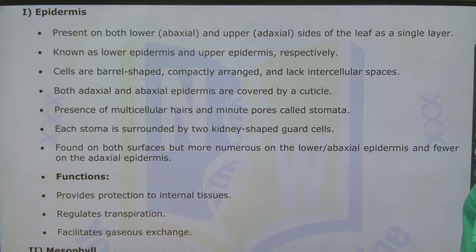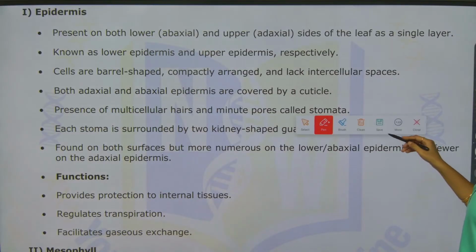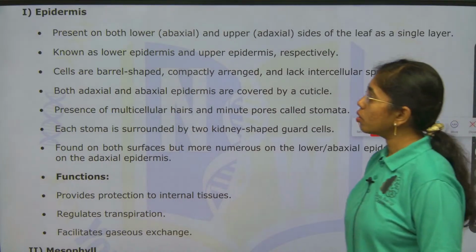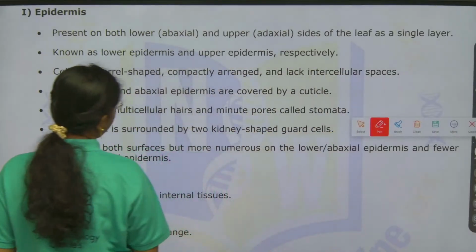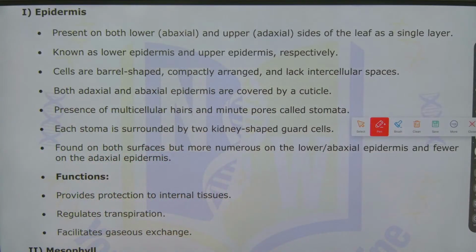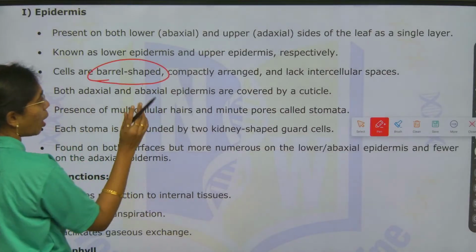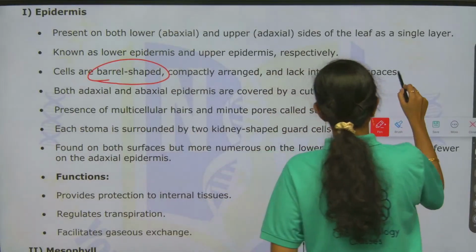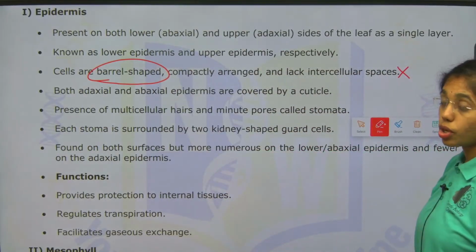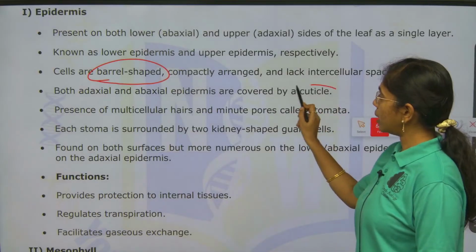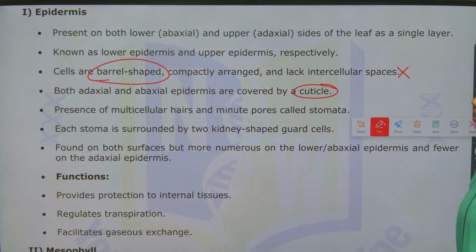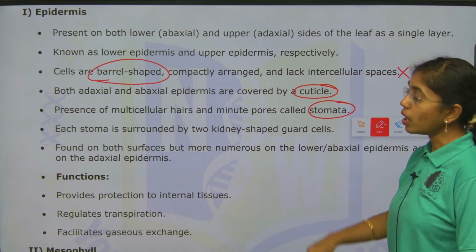Next, epidermis. Epidermis is present on both surfaces. Lower is abaxial, upper is the adaxial side of the leaf. This is also known as the lower epidermis and upper epidermis respectively. How are the cells arranged? Cells are barrel shaped and compactly arranged, and epidermal cells lack intercellular spaces. Both adaxial and abaxial epidermis are covered by cuticle. The presence of multicellular hairs and minute pores is called what? Stomata.